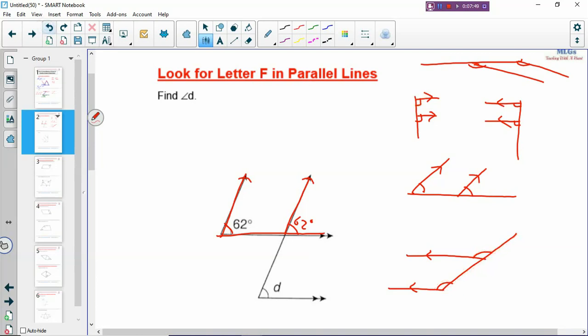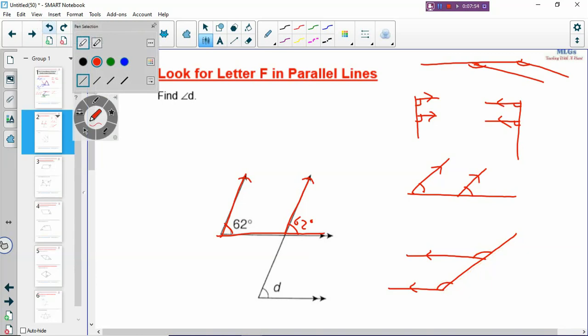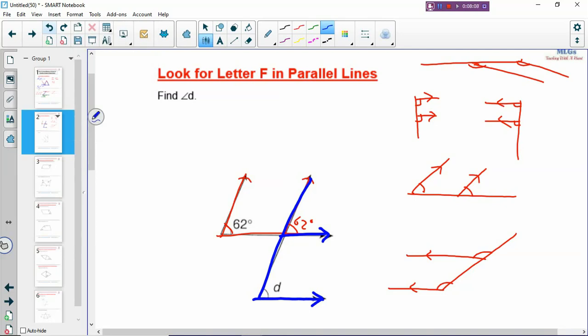Okay, so let's continue with how we find the angle D. If you look carefully, there is another F that is lying down or upside down. There's an F that's upside down. So you only look for F when you see two lines that are parallel. If there are no lines that are parallel, then you cannot find this letter. Which means that this angle and this angle will be the same. Alright, they are identical. So if the angle is 62, then your angle here, angle D, must also be 62 degrees.